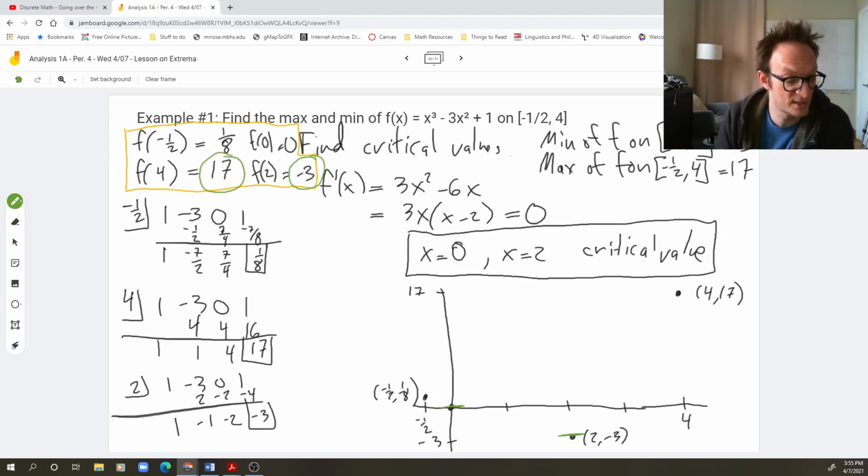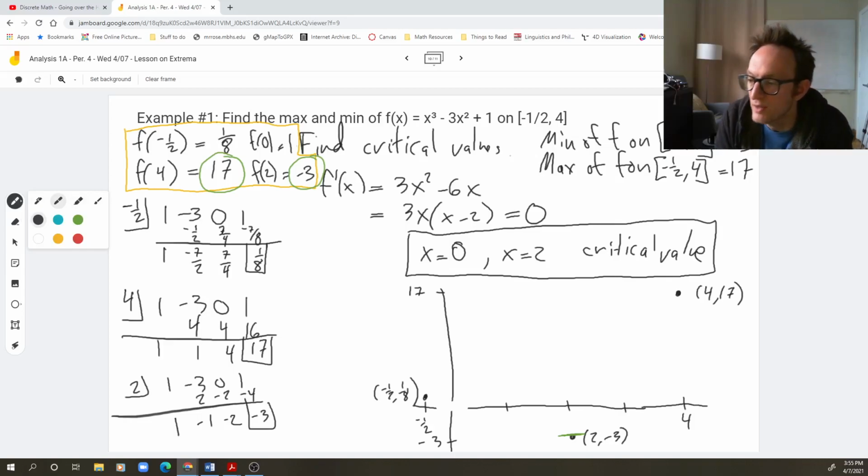And so, have I made a mistake? f of 0 is not 0. f of 0 is 1. I'm sorry about that. So that was just wrong from a couple of minutes ago. f of 0 is certainly 1. And therefore that was kind of wrong. Good thing I caught it in time before I started graphing anything.